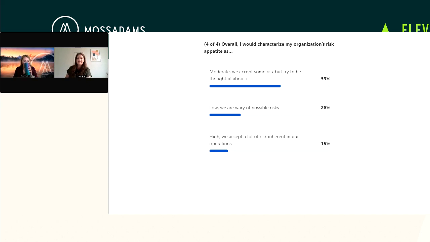Okay, let's see the results here. So about 60% in that moderate area. I think that's great, what we would expect to see. I would love to talk more about the folks here in this high risk appetite area, just to see where your organization is going. Probably some exciting times in your organization, so that's great.